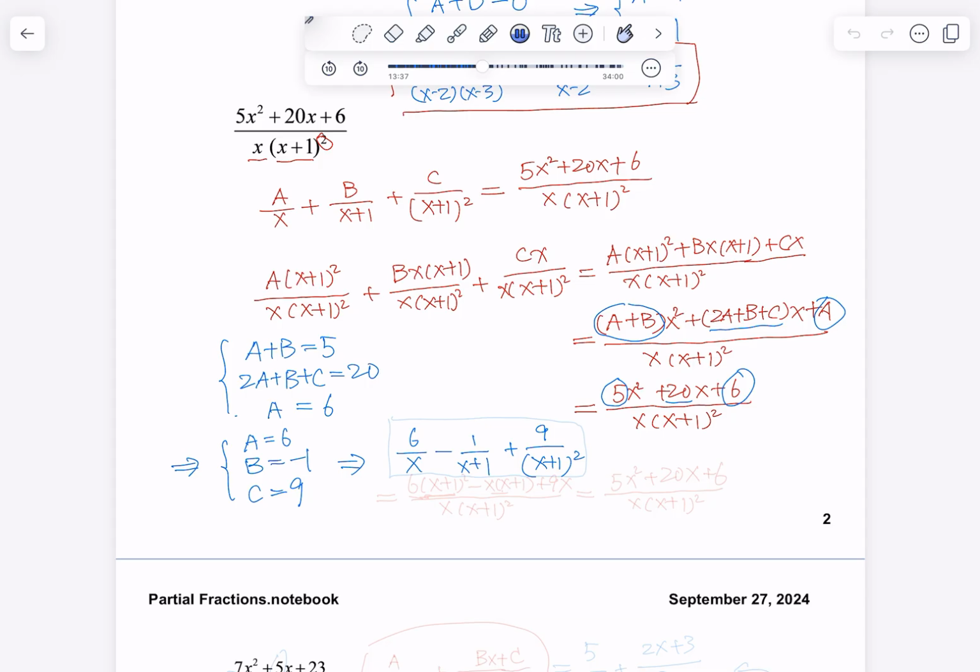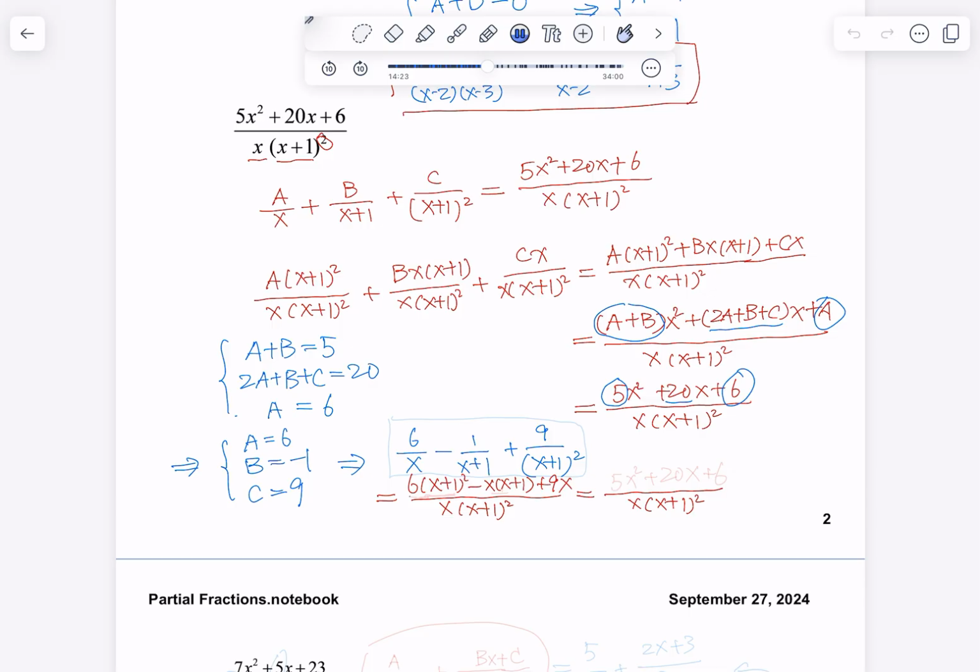If you want to verify that this decomposition is correct, you would like to add them up, right? So you find the common denominator to sum them up. That is, the common denominator is x times x plus 1 squared. They would have 6 times x plus 1 squared minus x times x plus 1, then plus 9x. Essentially, you are reversing every step you just did. We can verify if that will give us the original rational function. We'll do some simplification here.